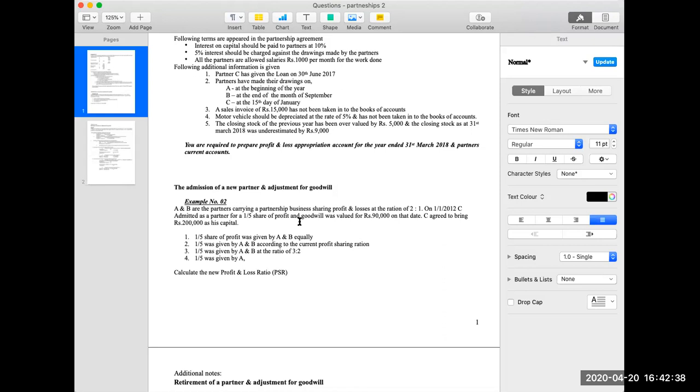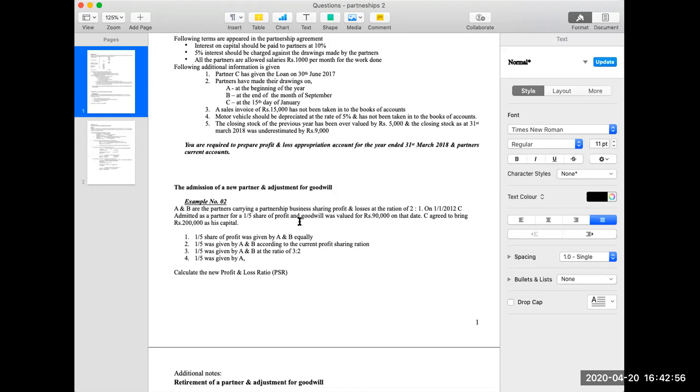There are 4 scenarios given. First scenario, the 1/5 share of profit was given by A and B equally. Second scenario is the 1/5 was given by A and B according to the current profit sharing ratio.